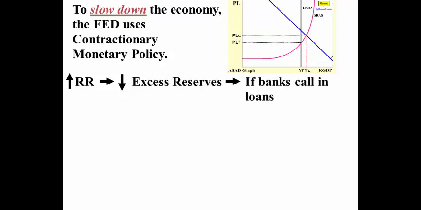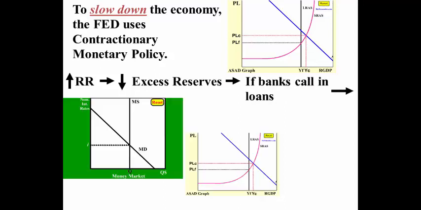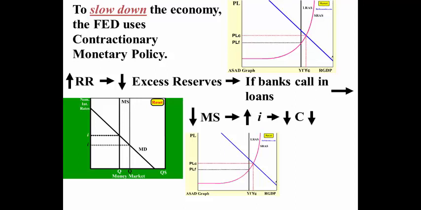If banks now call in loans, then what this will do is it will decrease the money supply. So as banks call in loans, the money supply decreases. As the money supply decreases, notice that the interest rate, the nominal interest rate, goes up. As the nominal interest rate goes up, real rates tend to follow nominal interest rates, then consumption and investment will go down. And because consumption and investment is a large component of aggregate demand, aggregate demand will now decrease.